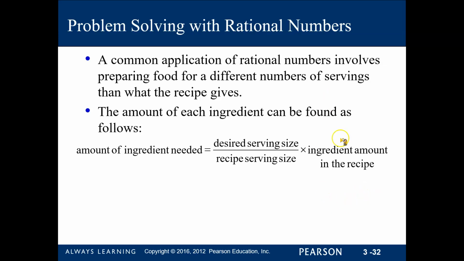One common application of rational numbers is when you are preparing food. We always have a recipe, but that is for a specific number of servings. When you have to adjust your recipe based on the number of servings you will need, the formula is: the amount of the ingredient needed is the desired serving size over the recipe serving size, multiplied by the ingredient amount based on the recipe. So let's have this example.